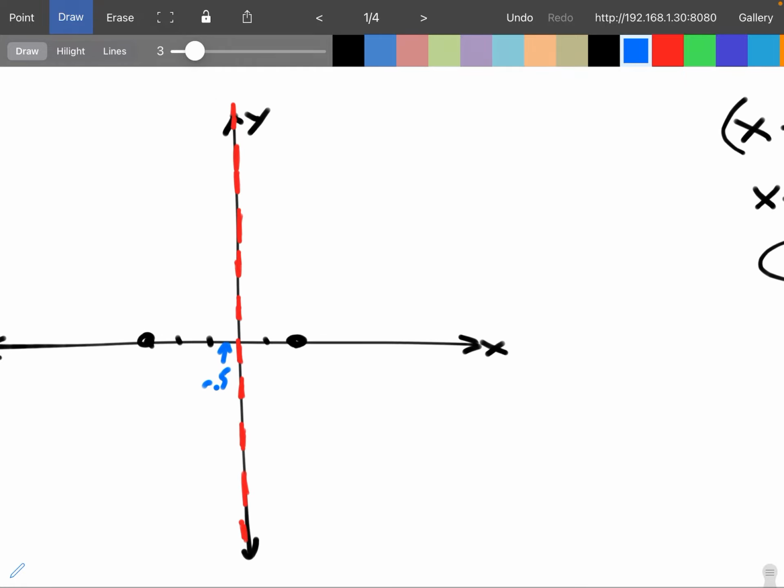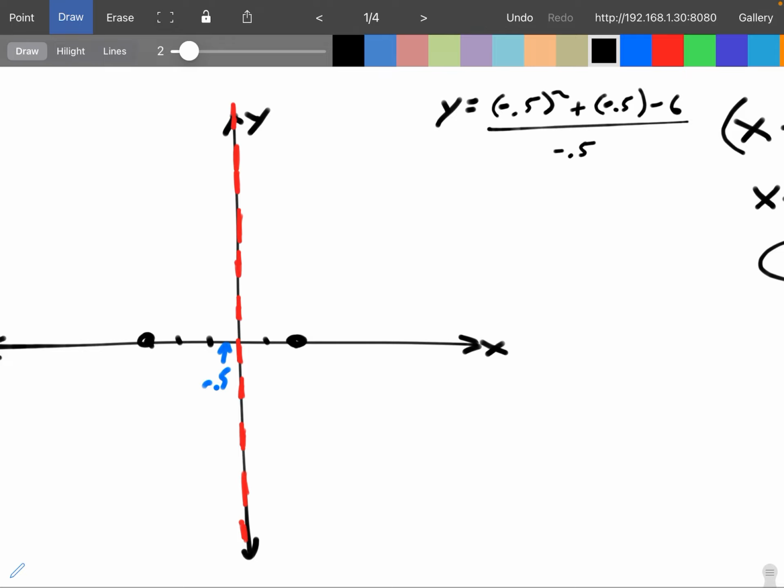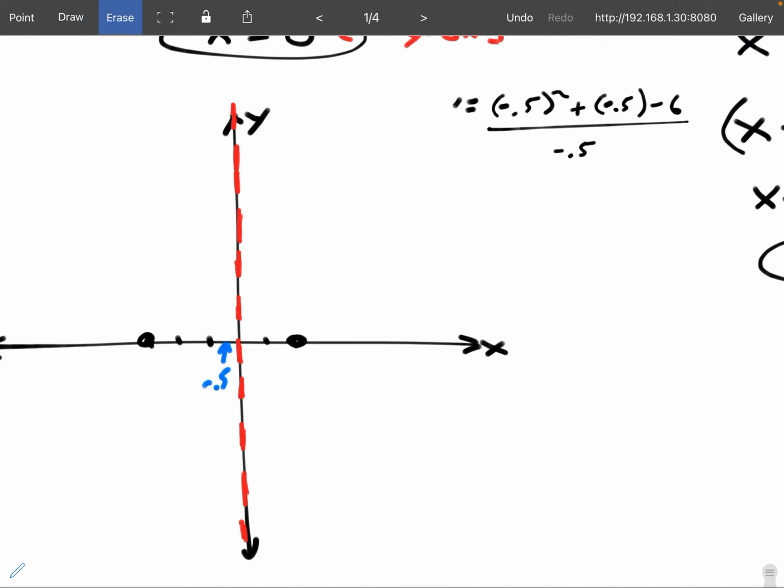So let me shrink this over here a little bit. So what we have is y equals, I need to put -0.5 in, so I'm going to put in (-0.5) squared plus (-0.5) minus 6, all over x, which is -0.5. All right. And then you guys can type that into your calculator.